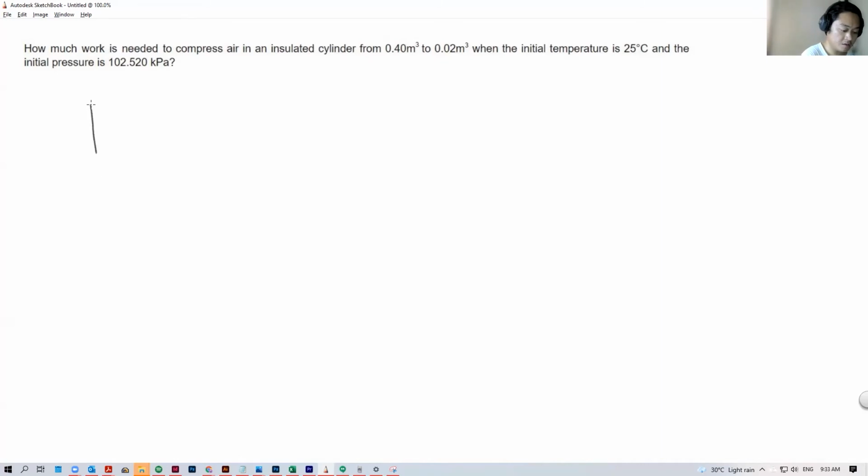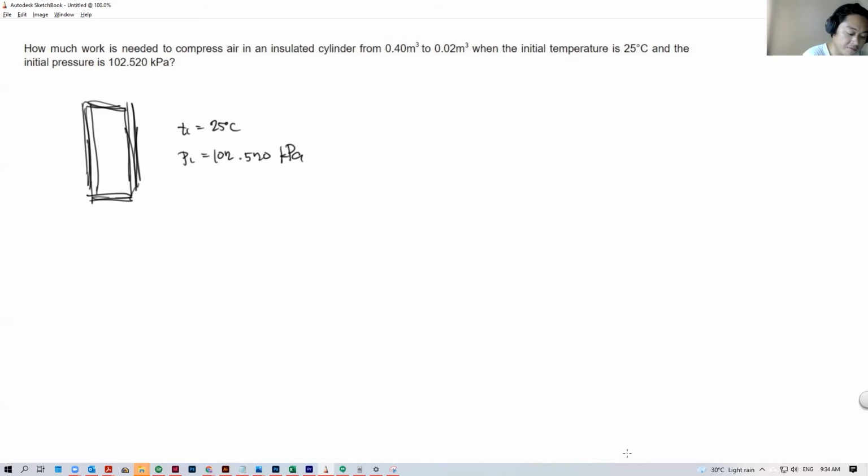Say this is our cylinder, and the problem says that this is insulated. So this is insulated here. The initial temperature, at state 1, is 25 degrees Celsius. We're also provided with the initial pressure, so P1 is equal to 102.520 kilopascals.